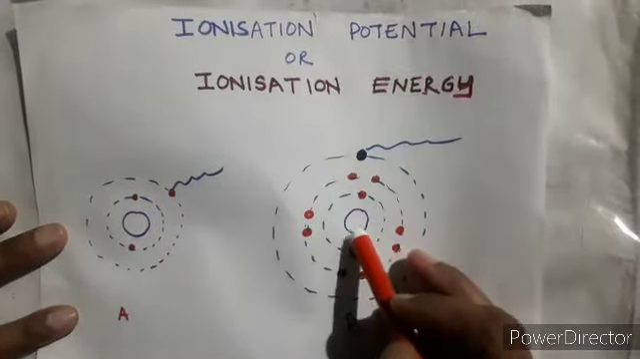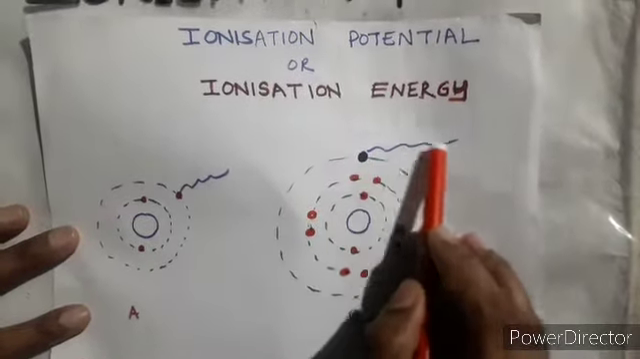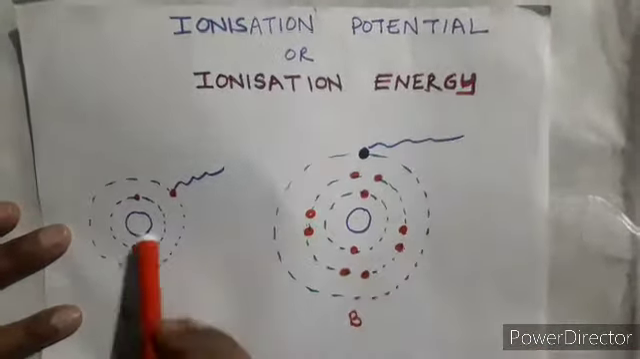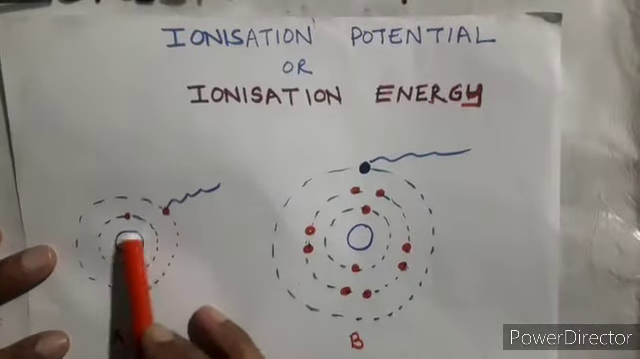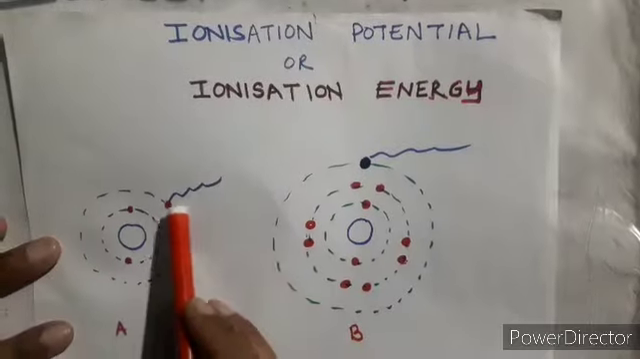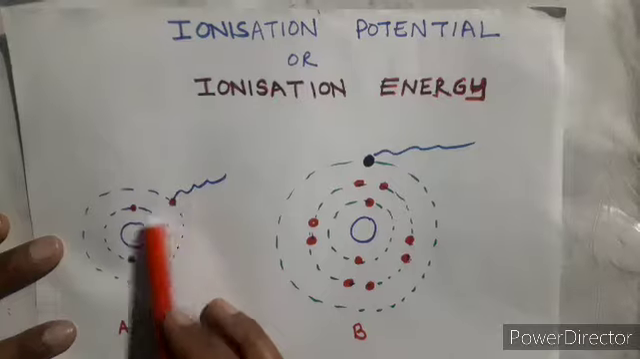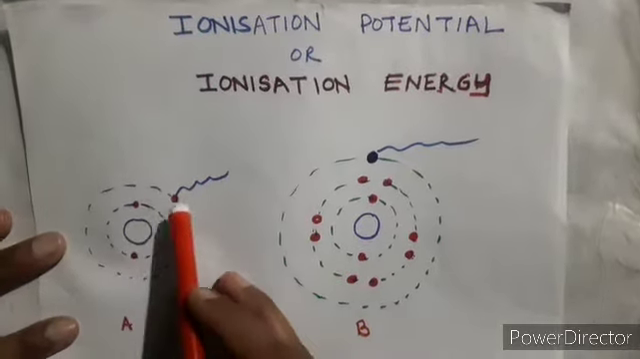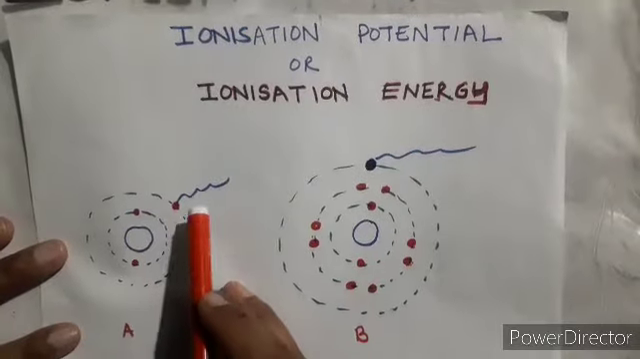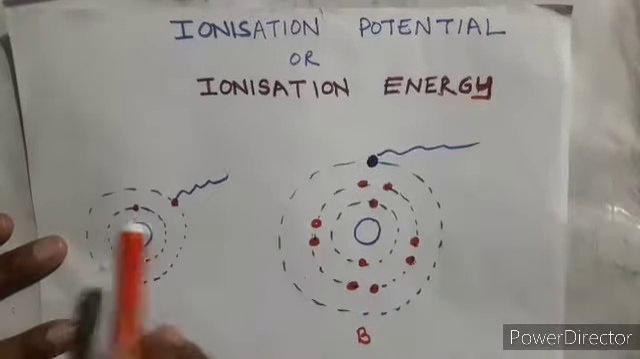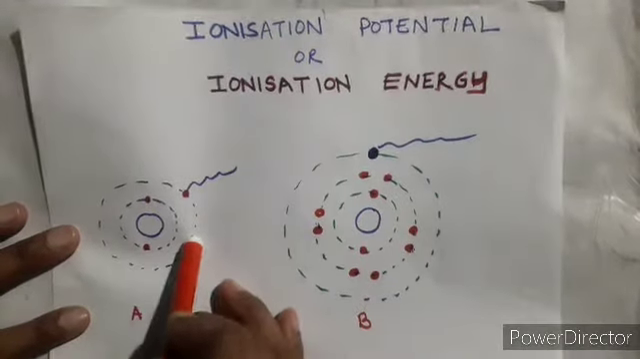So the nuclear pull is less, you can supply a very small amount of ionization energy, and these electrons can move out very easily, right? But in this case, these electrons are very close to the nucleus, and the nucleus exerts more attraction on them. So when you want to remove this electron from its outermost orbit, you have to supply a large amount of ionization energy. So that's why over here we have less ionization energy, and over here you have more ionization energy.